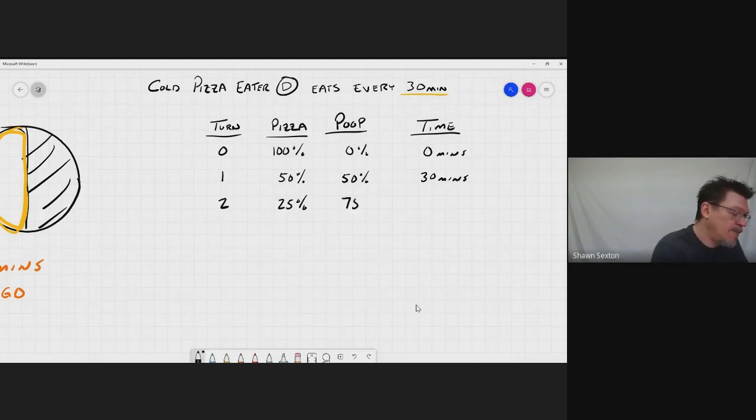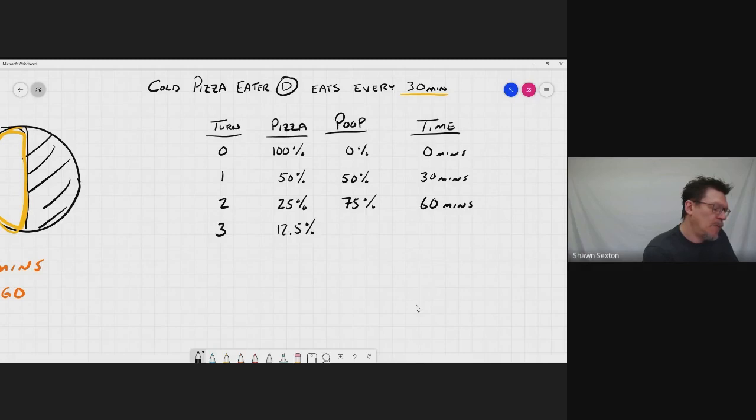Now there's going to be 75% poop. Now how long did that take? That took 60 minutes. Okay, turn 3. Turn 3 is 12.5%. And how much poop is there going to be this time? All right, so if I had 75%, now I'm going to add another 12.5% to that. So I'm going to get 87.5% poop. And that's going to take 90 minutes.